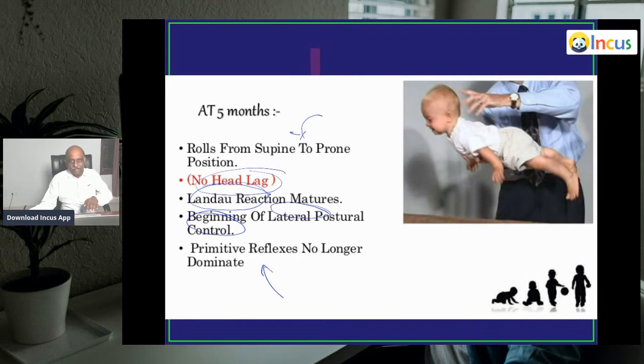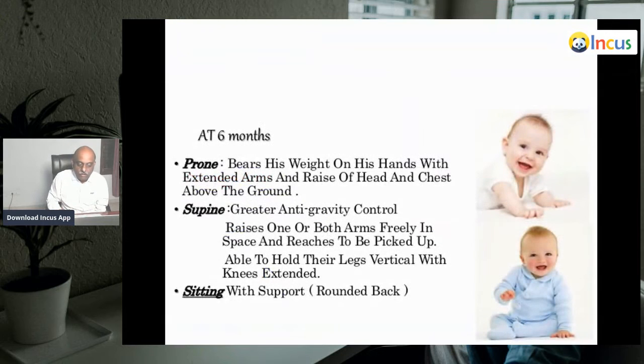Prone, press is prone. Sup is supine. When palm is facing up, it's called supine. At 6 months, he bears his weight on his hands with extended arms and raise of the head and chest above the ground. And sitting with support, remember 6 months.